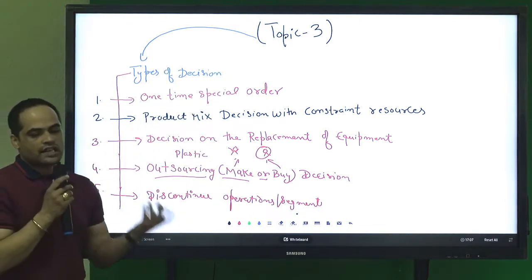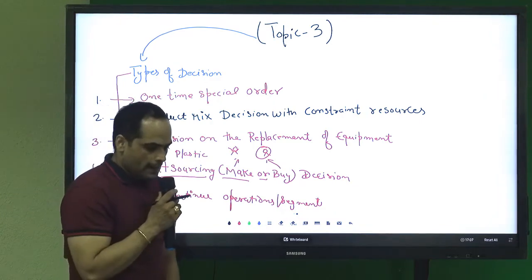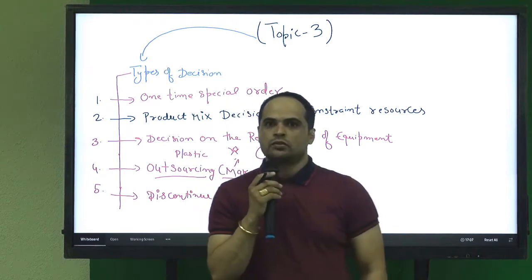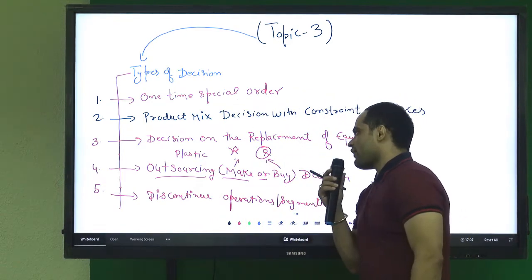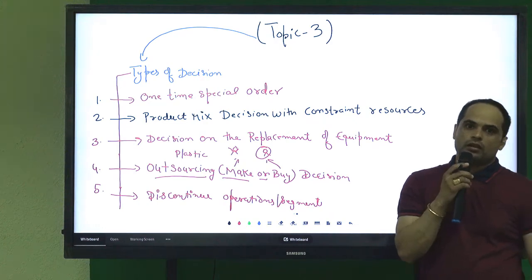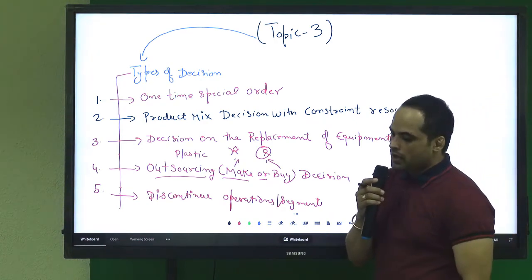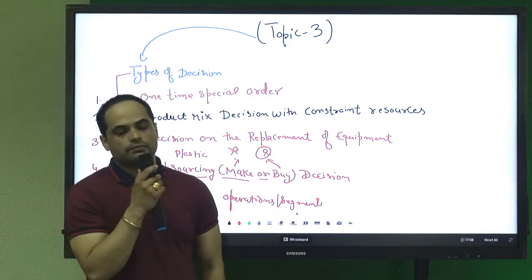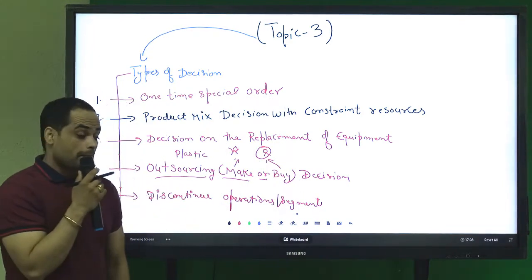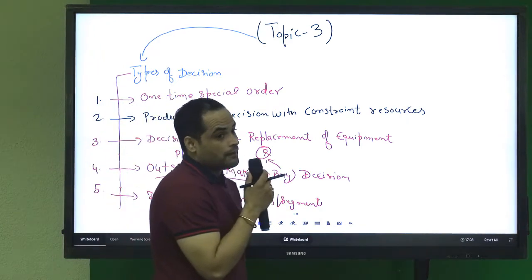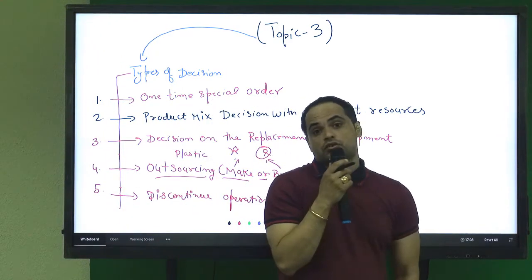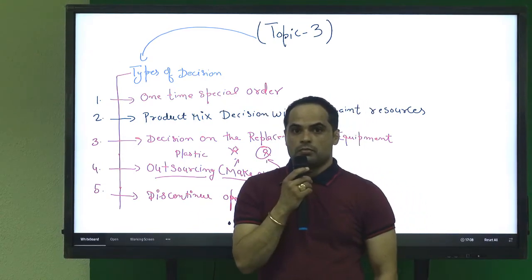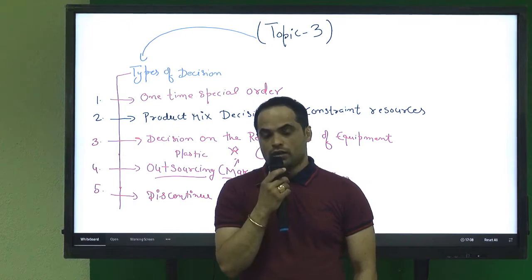Next one is discontinue operations or segment. Now, what does it mean? For example, I have two factories. One factory in Ho Chi Minh City and another factory in Hanoi. But unfortunately, my Hanoi factory or unit is not in a profit. All right. So now the question is, should I discontinue, which means should I shut down my Hanoi branch, or should I continue with that Hanoi branch?